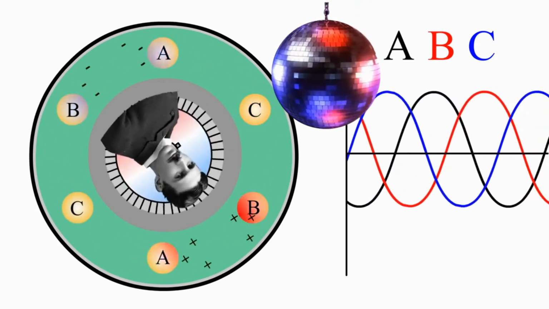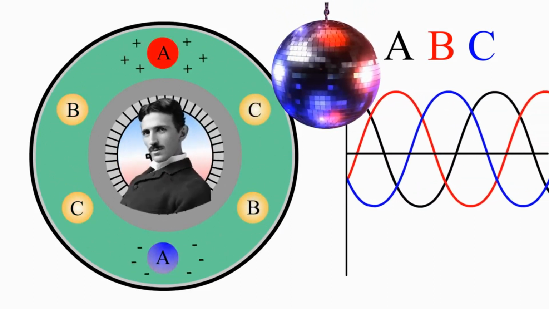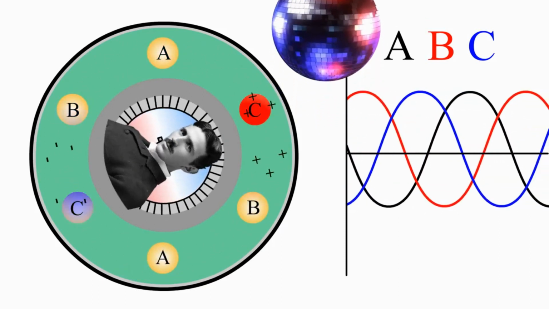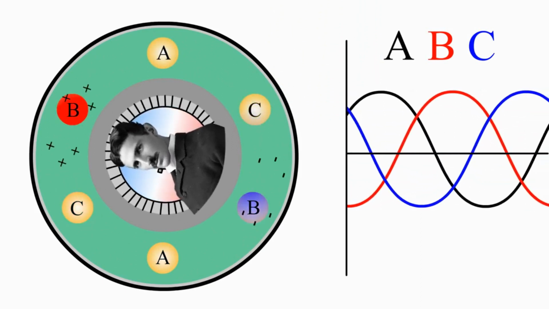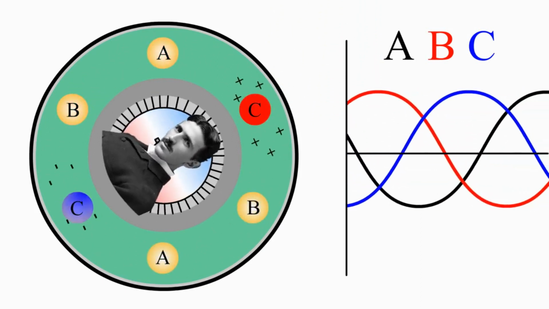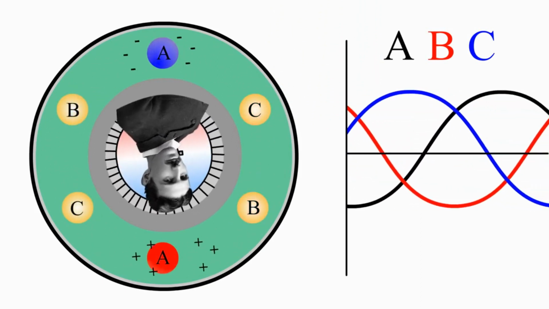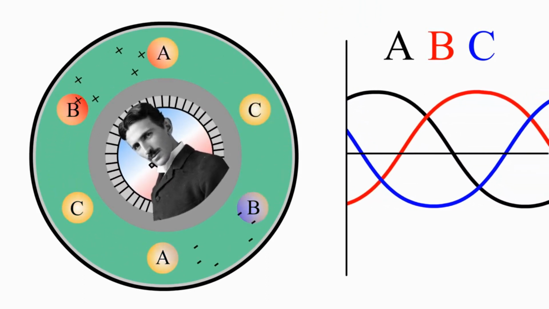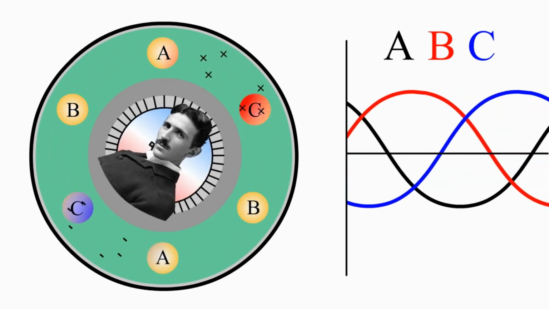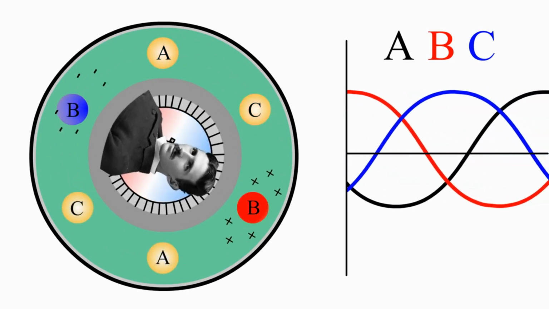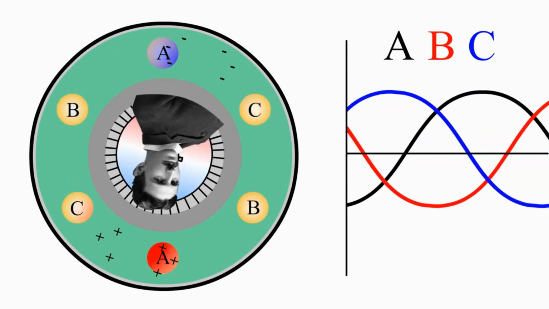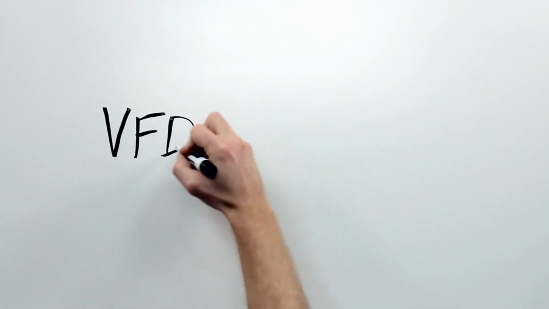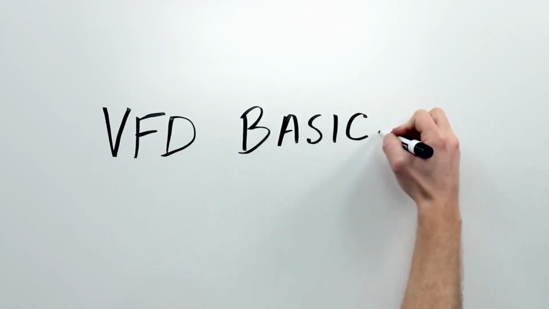Our buddy Nick Tesla is starting to get dizzy. So how do we slow down the motor? If we can stretch out those sine waves so that less of them are entering the motor per second, thus lowering the frequency of the power, then the magnetic field will spin slower. Since the utility is always pumping out 60 Hz, let's see if we can change that frequency.